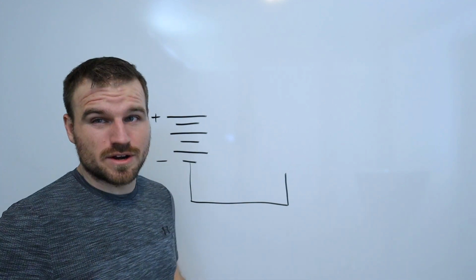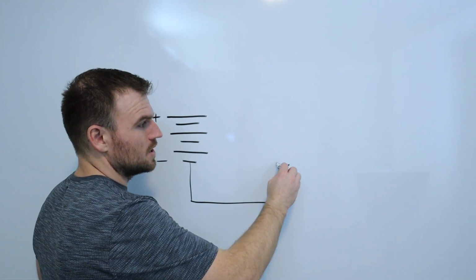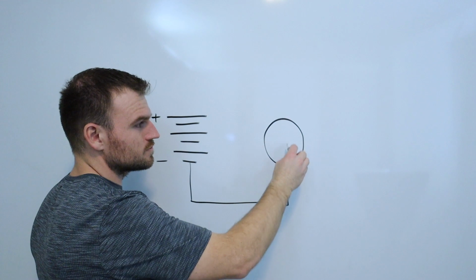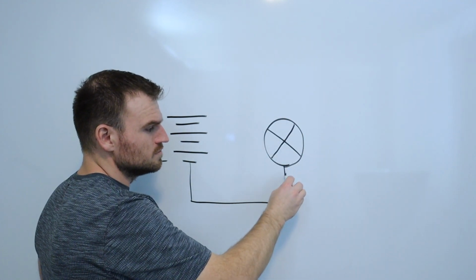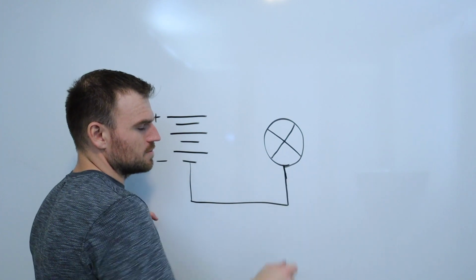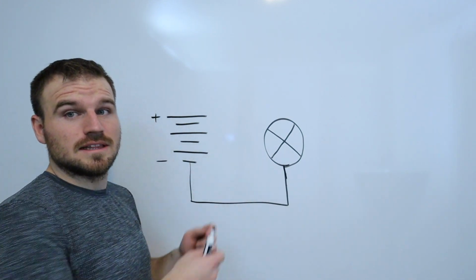We're going to talk about this more here in a second, but for right now, I'm just going to draw a light. So the symbol for a light will just be a circle, and it will be an X through the middle of it. And we're going to have our wires going right up to it. Now, this doesn't indicate anything other than it is just a light.